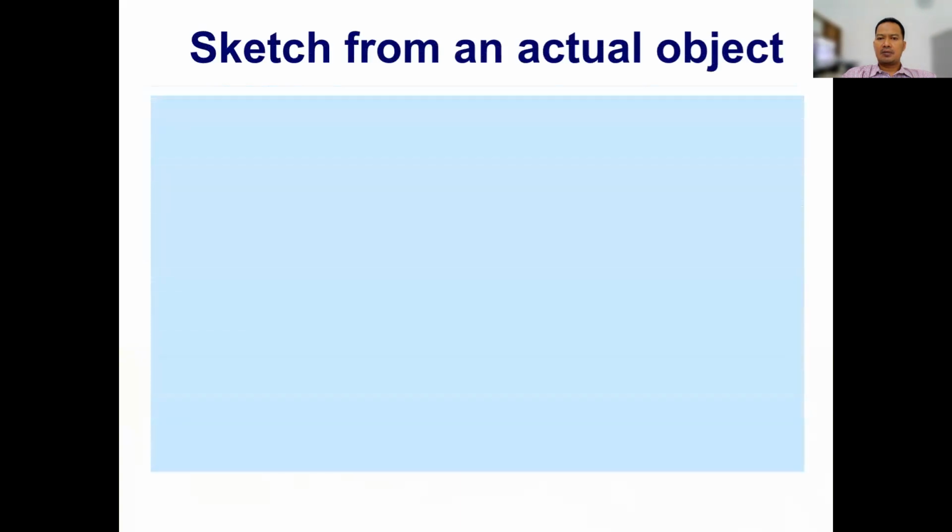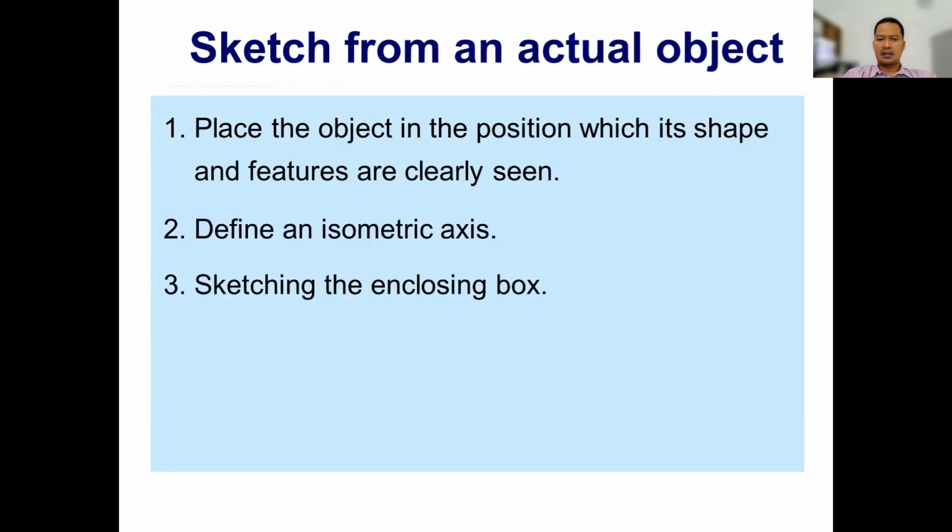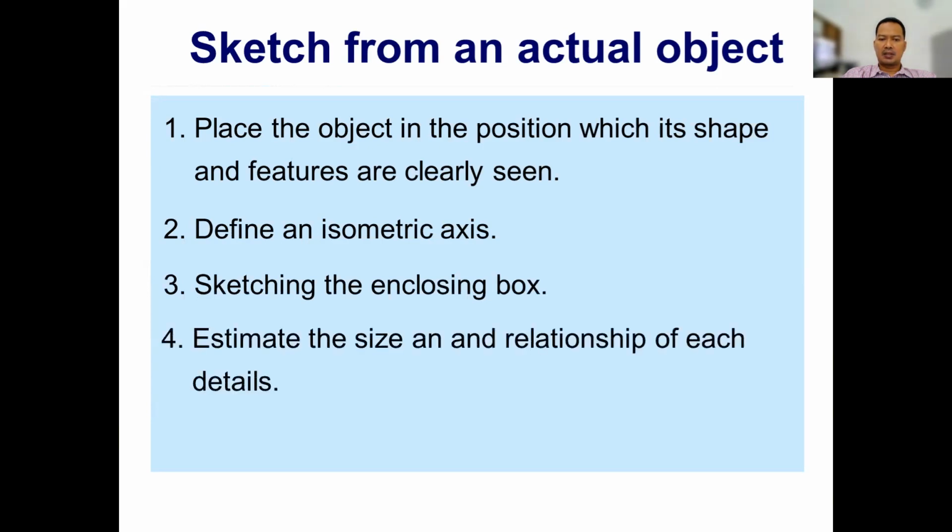And then isometric sketching. Sketch from an actual object. Step 1, place the object in the position where its shape and features are clearly seen. Define an isometric axis, and then sketch the enclosing box, and then estimate the size and the relationship of its details. And number 5, take all visible lines.